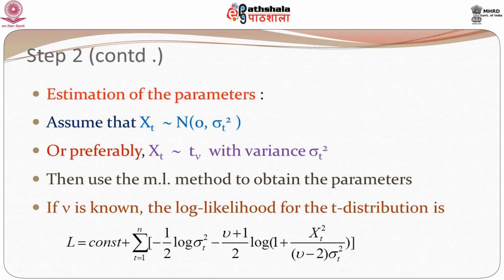Remember that the alphas do not come out directly here, they are embedded in the sigma_t squares. So, sigma_t squared is in terms of the alpha_j's, and once we write those out, we need to differentiate L first with respect to sigma_t squared and then with respect to the respective alpha_j, and then we can use the score vector and the Fisher information to estimate the parameters.